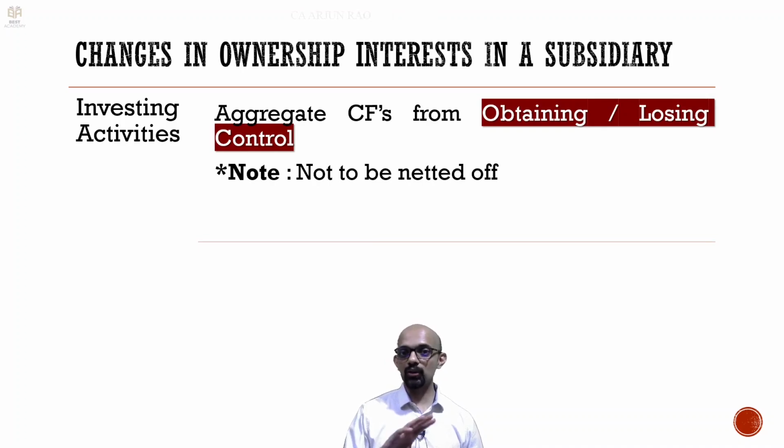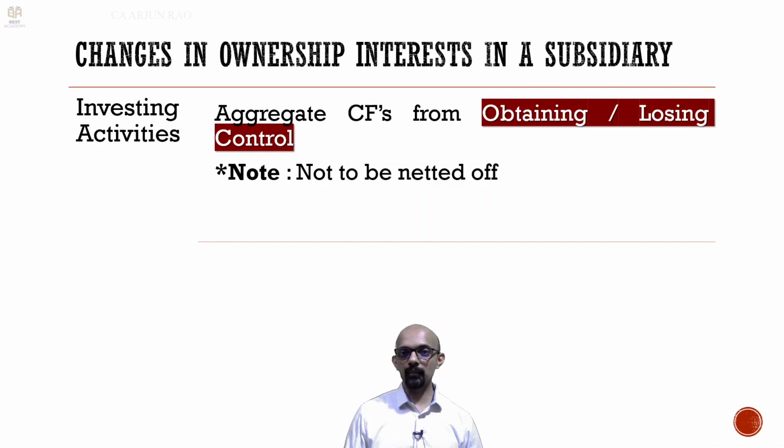Another point is they should not be netted off, okay, should not present net. So, let us say in a particular year you have gained controlling interest in subsidiary A and you have disposed of controlling interest in subsidiary B, both should not be netted off, right.